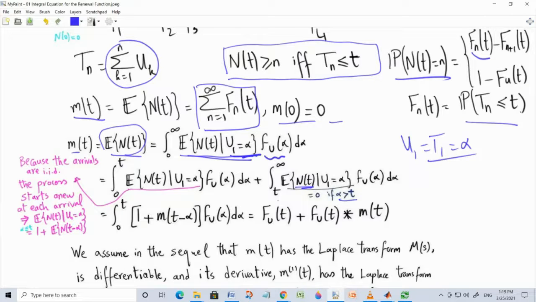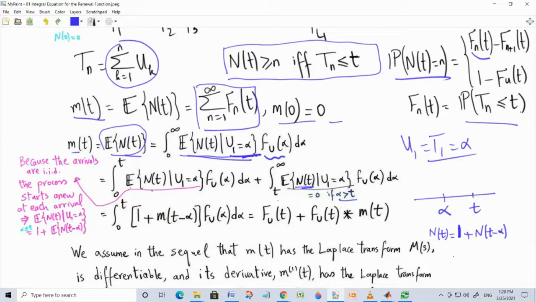Now we have the expectation of N of t given that U1 is equal to alpha, and now alpha is less than t. So we are studying the process at the instant t, and the first arrival has occurred at time instant alpha, the first event. Here is a claim. The claim is that N of t is equal to 1 plus N of t minus alpha.